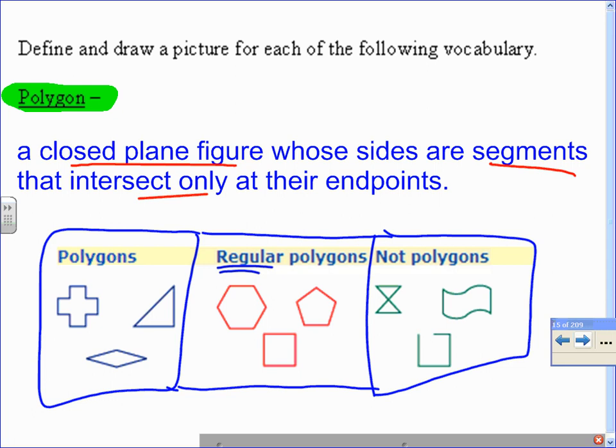Justin? No, that's not one. Emma. Shapes that have lines, but they don't make an actual shape. Draw for me what you're saying. Yeah, that's a polygon. Yep.